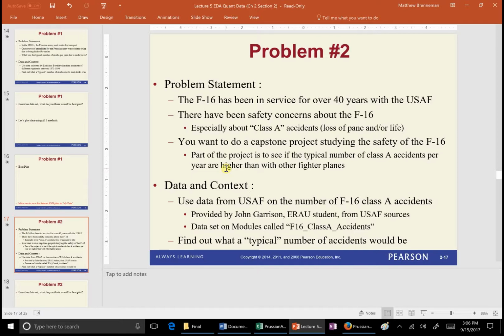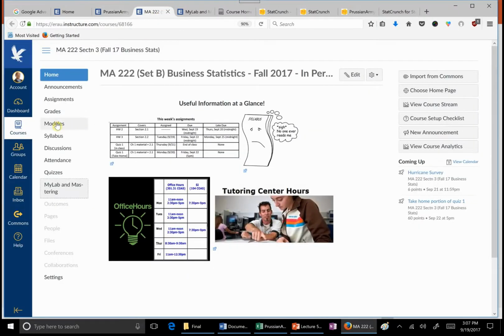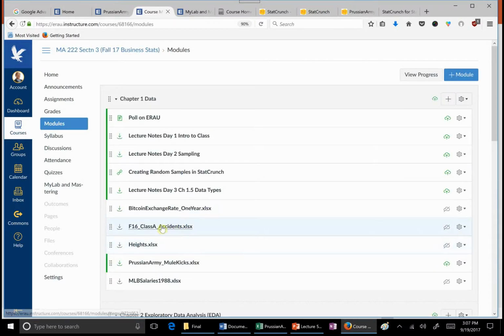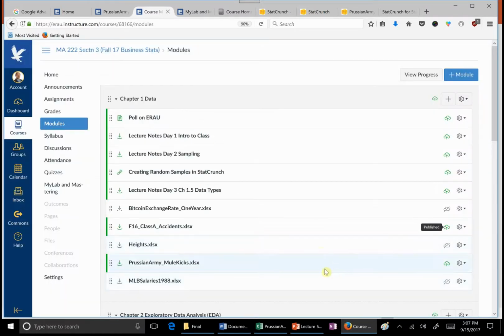And so there was a student, still is, he's doing a thesis on the Class A accidents of the F-16. So let's go ahead and take a look at that data set, see what they're like. Okay? He wanted to see whether or not there was a lot of accidents and then try to understand why. So I'm going to go back up to modules again. And let me open up the data set here. So it should be F-16 Class A accidents. Okay. And if you refresh modules, it should come up now. All right. So go ahead and click on that and open that up. And then you can save that.